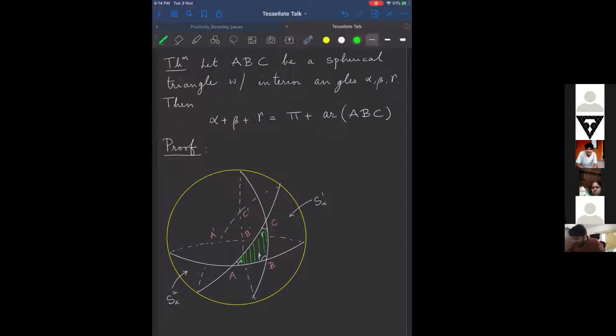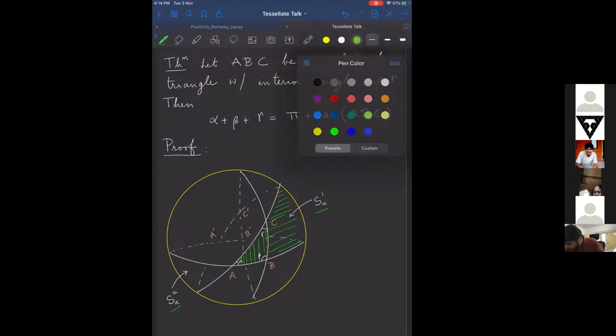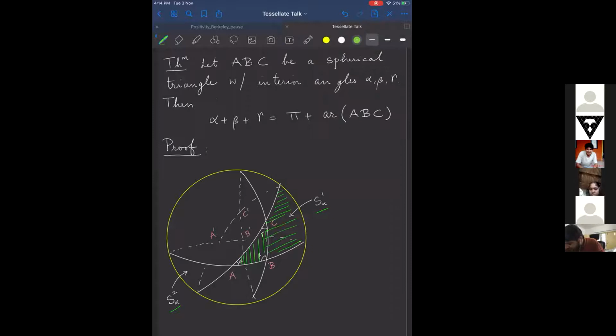So the way to prove this is to note these regions S alpha 1 and S alpha 2. So let me color these regions. So you have this angle alpha, and that goes behind on the sphere, and you'd get this region, right? So that's the region S alpha 1.